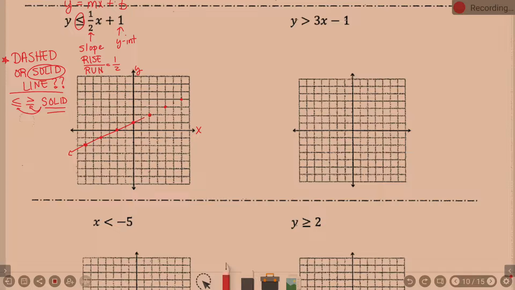Now, we're not done yet. We have one other question to ask ourselves. Which side is shaded? Do we want to shade above or below the line we just graphed? Those are your options. Every time, it's always, do I want to shade above or below?